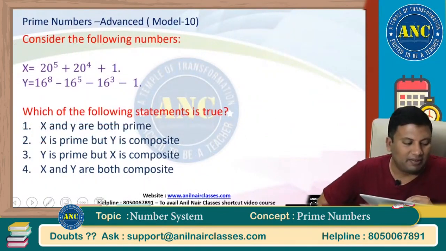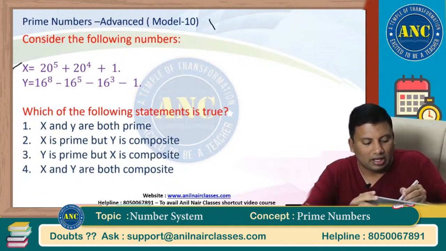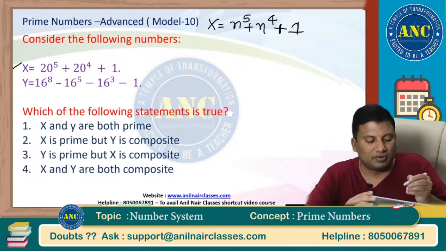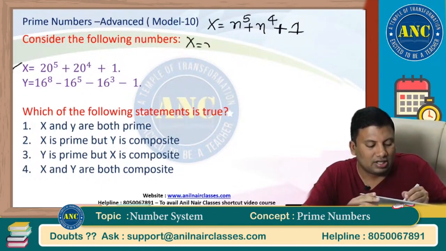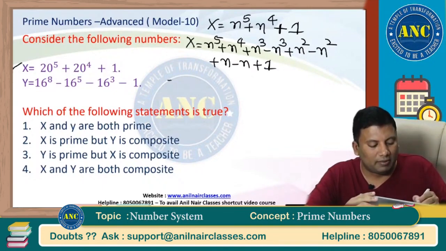This is a very, very good question, sir. Extremely good question. First one, x equivalent to 20, forget about it. It is nothing but n power 5 plus n power 4 plus 1. Can I write it as n power 5 plus n power 4, I will add n cube, I will subtract n cube. I will add n square, I will subtract n square. I will add n and I will subtract n plus 1. You will come to know why I am doing this.